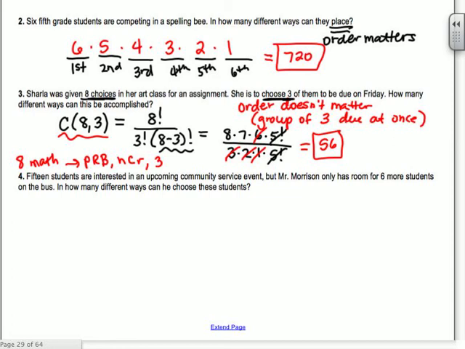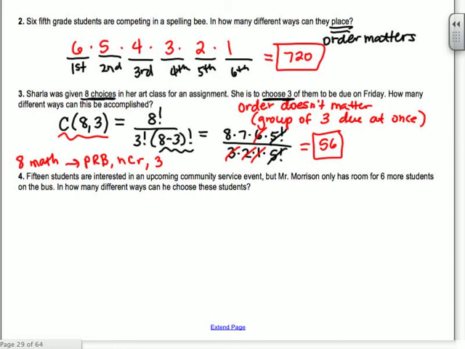All right, number 4. 15 students are interested in an upcoming community service event, but Mr. Morrison only has room for 6 more students. I'm sure that would never happen. I'm sure he would take all of you on the bus. So in how many different ways can he choose these students?